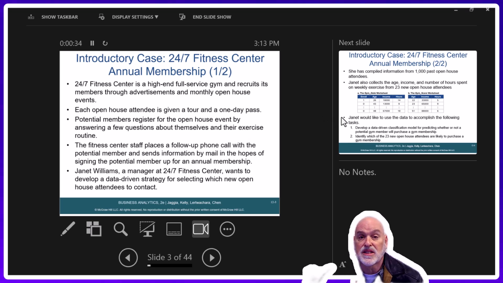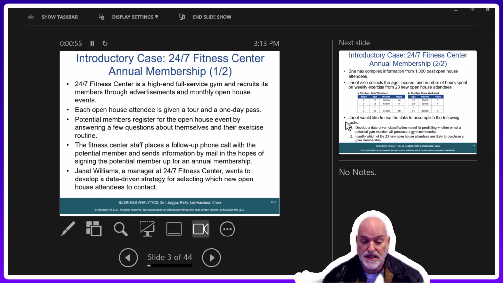24/7 Fitness Center is a high-end, full-service gym and recruits its members through advertisements and monthly open house events. Each open house attendee is given a tour and a one-day pass. Potential members register for the open house event by answering a few questions about themselves and their exercise routine. The fitness center staff places a follow-up phone call with the potential member and sends information by mail in the hopes of signing the potential member up for an annual membership.